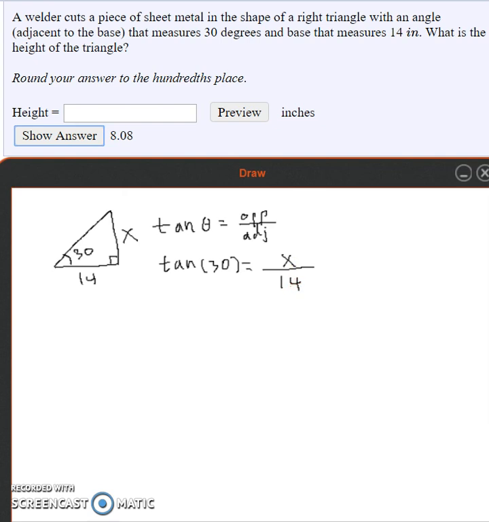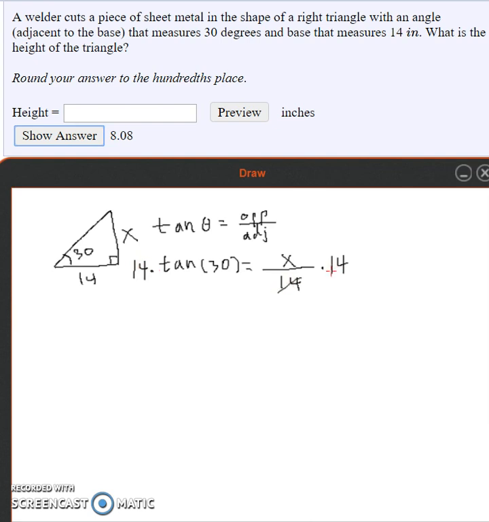So now we have an equation with one unknown that we need to solve using rules for solving equations. To solve this, we need to get x isolated, get x equal to a number. So we need to get x by itself. Right now we're dividing x by 14. We'll do the opposite and multiply by 14, and do the same thing on both sides to keep the equation balanced. So we multiply both sides by 14.